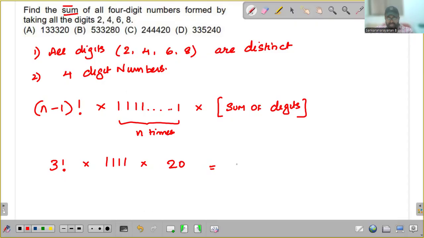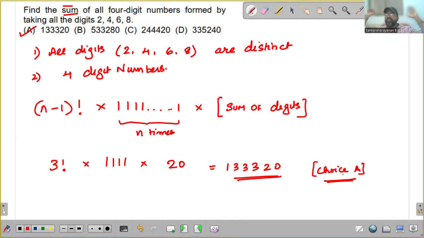So the result will be 133320. Looking at the options, option A reads 133320. So choice A is my answer for this question. That pattern, what I have written there, make a note of it. When all the digits are distinct, we have n minus 1 factorial into, put as many ones as the number of digits. Here, 4 digits are considered, so I put 1, 1, 1, 1 into the sum of the digits involved.